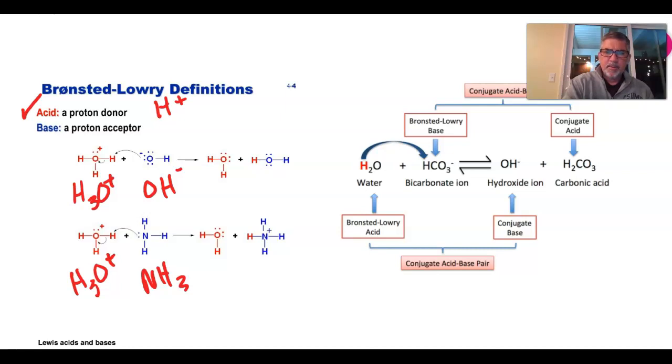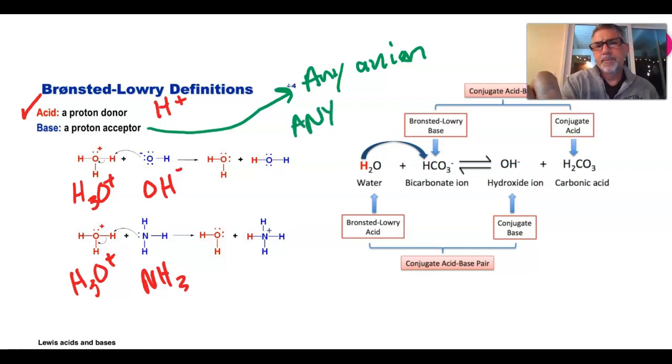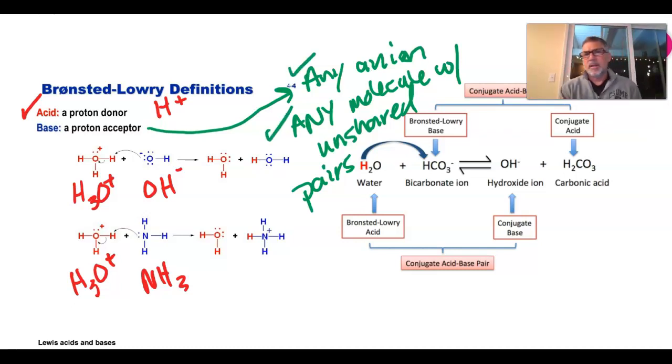Things to remember is this base right here. Essentially any anion can be a Bronsted-Lowry base, and any molecule with unshared pairs. So any of those can be bases, right? Any anion and any molecule with unshared pairs. So if you think about water, water could also be a Bronsted-Lowry base.